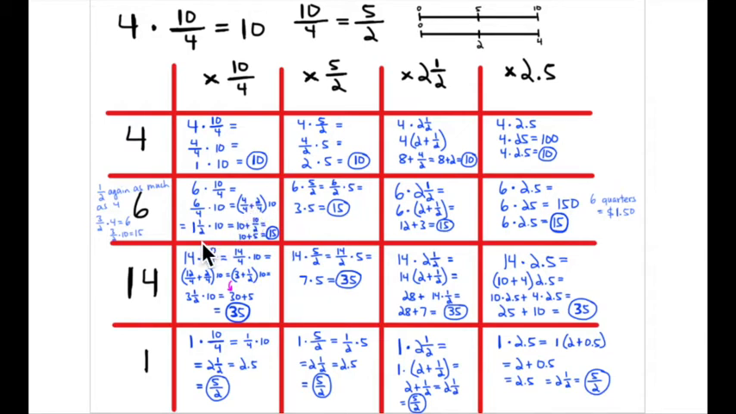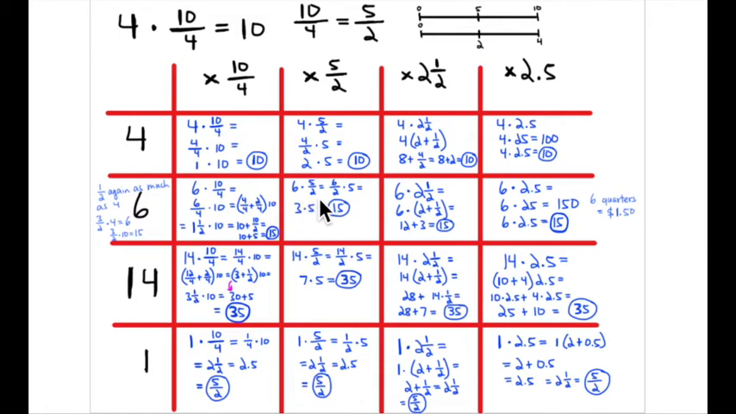So 4 fourths is 1. 2 fourths is 1 half. So 10 times 1 and 1 half is 10 times 1, which is 10, and 10 times 1 half is 10 halves. So 10 plus 5 is 15. So I'm basically just playing around with the numbers a little bit, using the distributive property, trying to help students see different ways of looking at these problems.